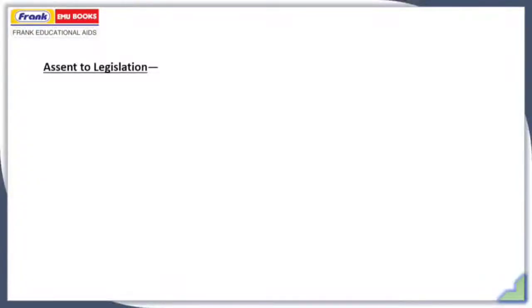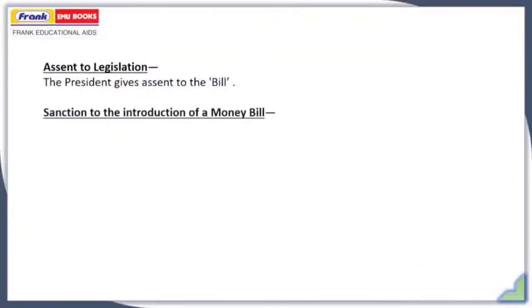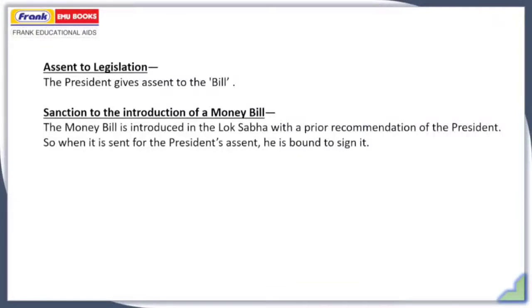Assent to legislation. The President of India gives assent to the bill. A bill becomes a law only after the signature of the President of India. It also sanctions the introduction of a money bill. The money bill is introduced in the Lok Sabha with a prior recommendation of the President. So when it is sent for the President's assent, he is bound to sign it because it has only been introduced in the Lok Sabha after his or her assent.